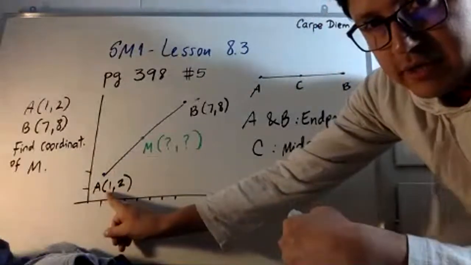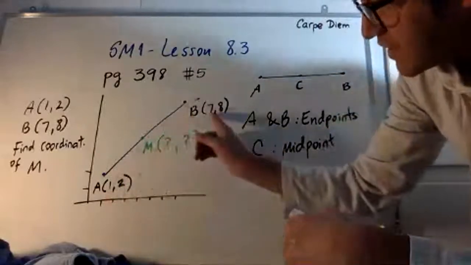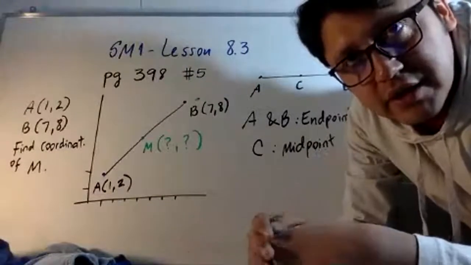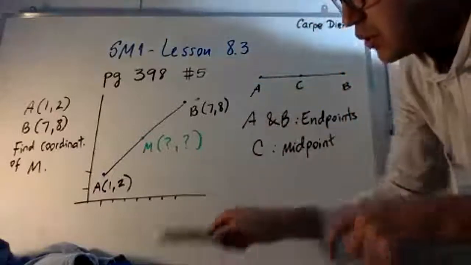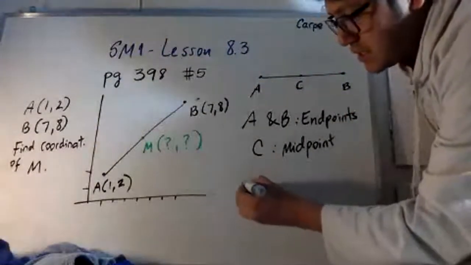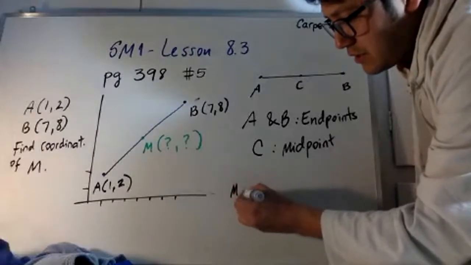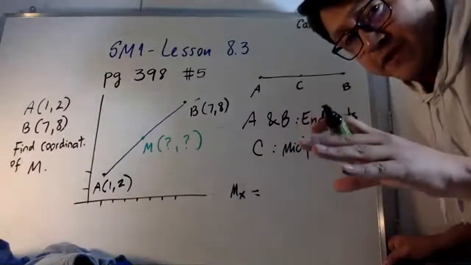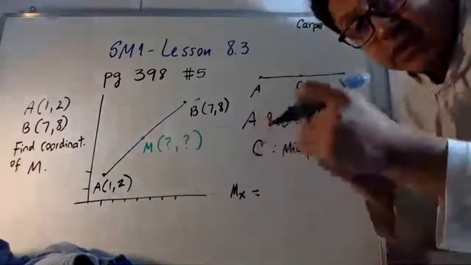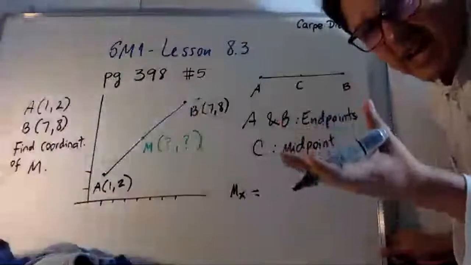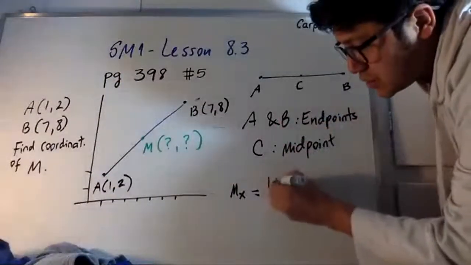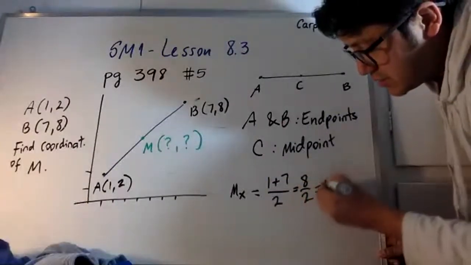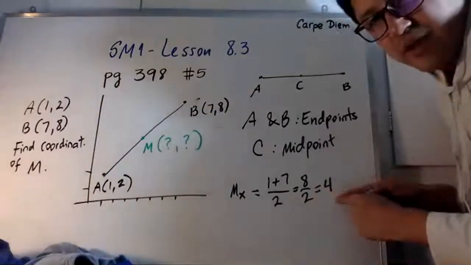For x, you start at 1 and then you finish at 7. What is halfway between 1 and 7? The x value of the midpoint is what is halfway between 1 and 7. It's a 4, obviously, because it's 3 steps to 4 and then another 3 steps to 7. But if it's hard to find, you add them and then divide by 2, because 1 plus 7 is 8, divided by 2 is 4.